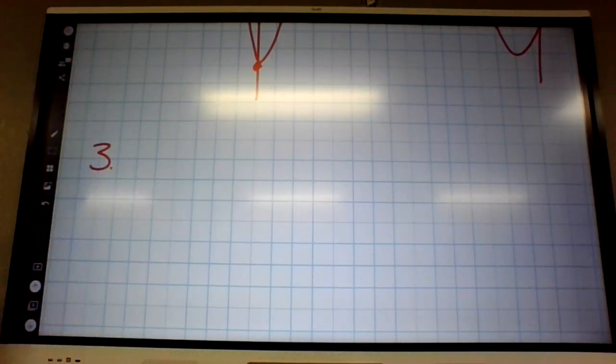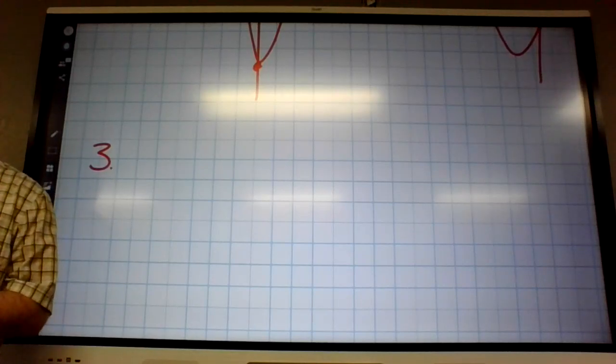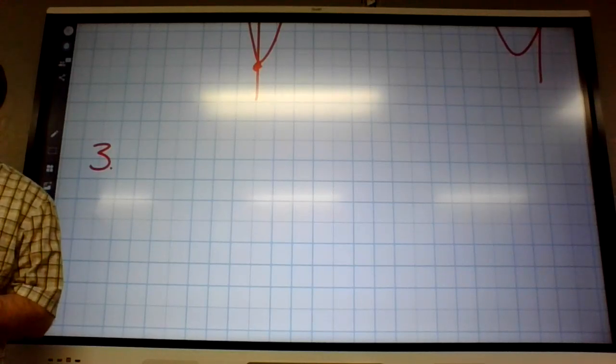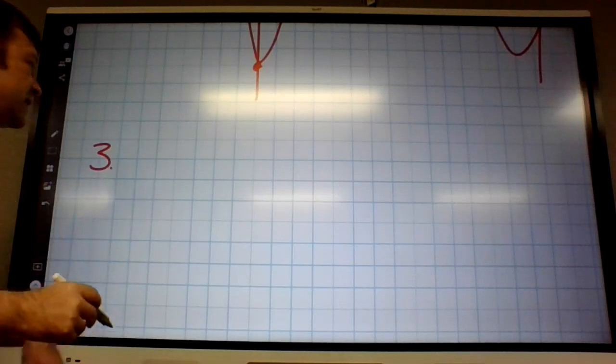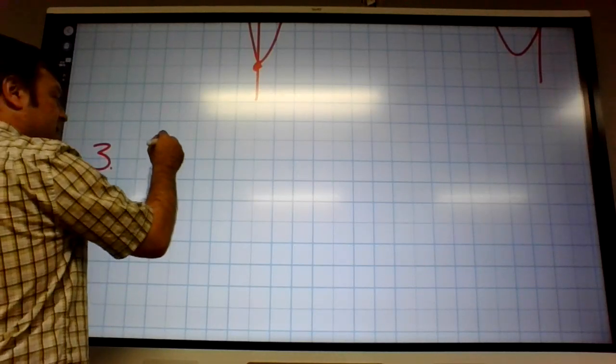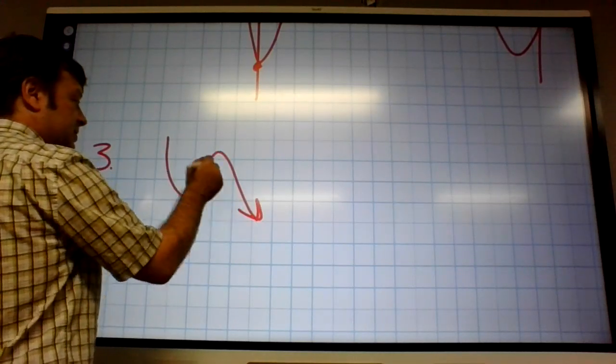Alright, number 3. Okay, if we multiplied all that together, what kind of function would it be? X times x times x? Cubic function. What's different about number 3 though? It's a negative. There's one of the x's negative, which would make the whole thing negative. So it's going to look more like this.